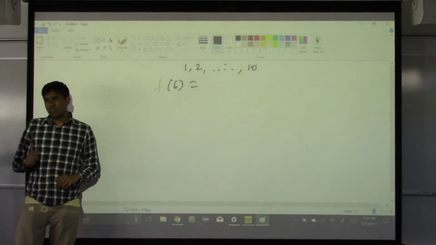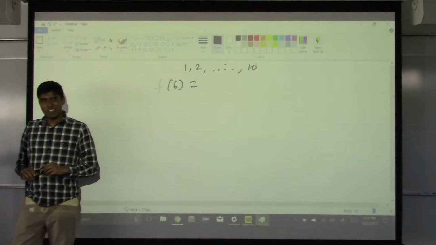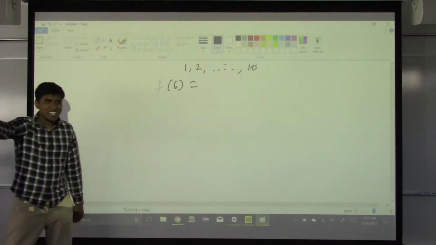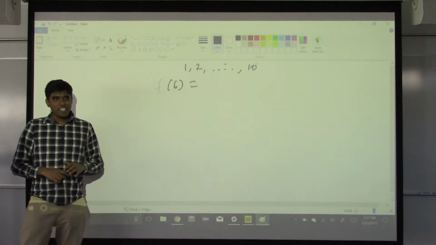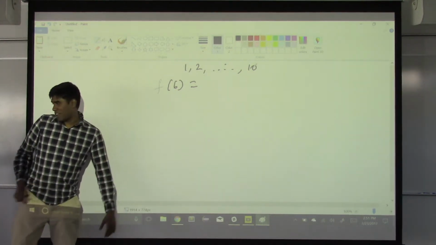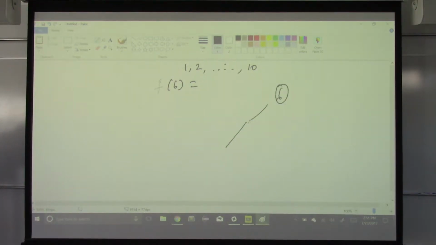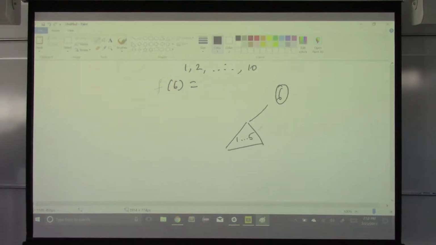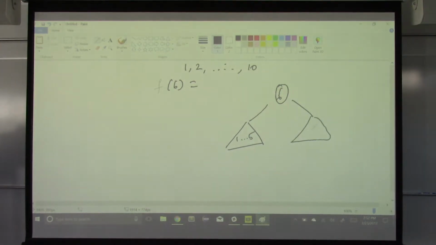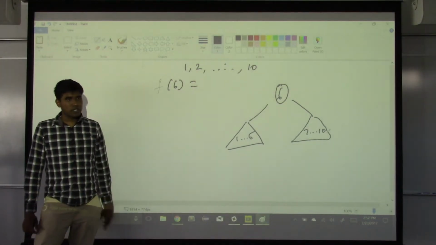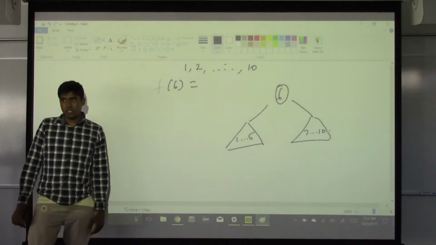What is f of 1 to 5? 1 as a root, 2 as a root. It's f of 5, right? Basically, if I have 6 as the root, then my left subtree will have 1 to 5, and the right will have 7 to 10, right? Okay, let's say I know these numbers. Then what is the number of trees that I can get for 6 as the root?